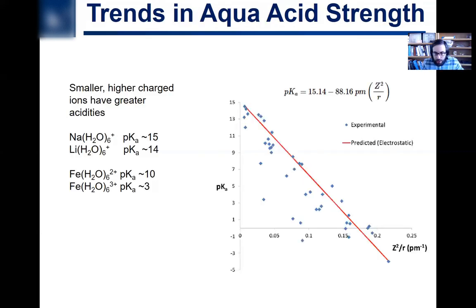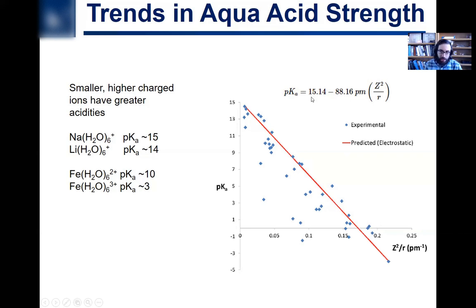So what people have tried to do is develop models that can predict the acidity of these aqua ions, and it's very simply done. We just said it has to do with charge density. And so how do you get charge density? Well, you can come up with this electrostatic parameter z squared over r, where z is the nuclear charge and r is the radius of the ion. And you can come up with an empirical best fit. You can plot all the data, come up with a line, and come up with this equation of what the pKa should be based upon this electrostatic parameter, where if you're higher charged, this is going to be a bigger value. So you're going to have a lower pKa.